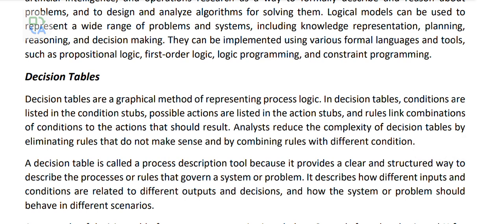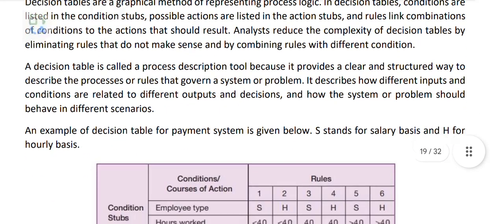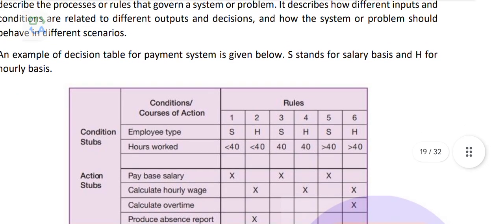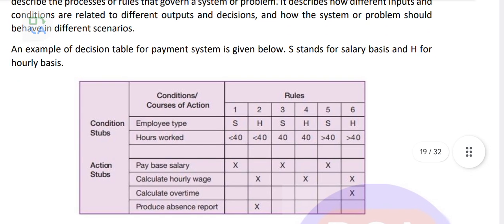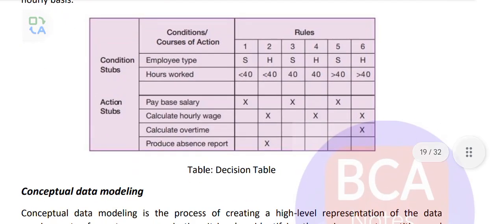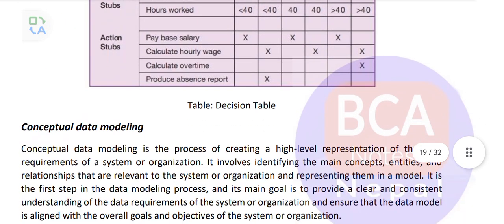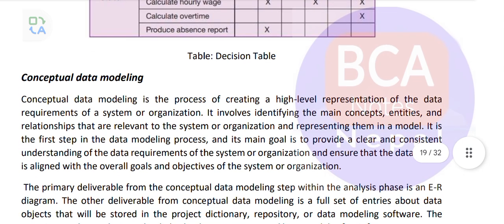In the decision table, conditions are listed in the conditions section and possible actions are listed in the actions section, with rules. This table is called a process description tool because it provides a clear and structured way to describe the process rules. An example of a decision table for the payment system is given below. S stands for salary basis and H stands for hourly basis. Conditions of system, actions of subsystem.